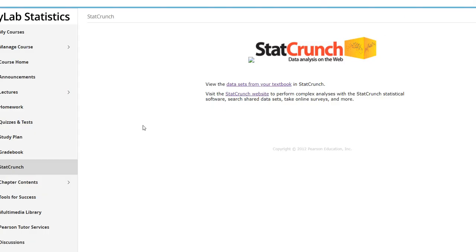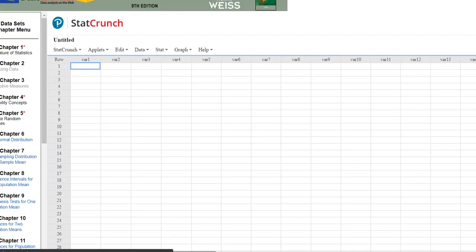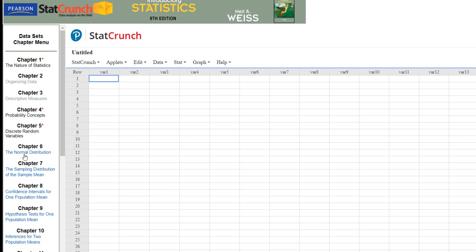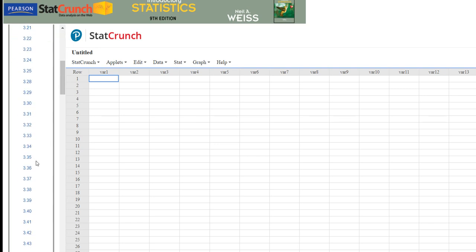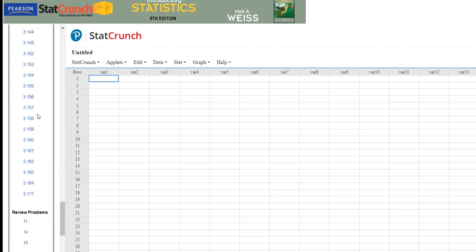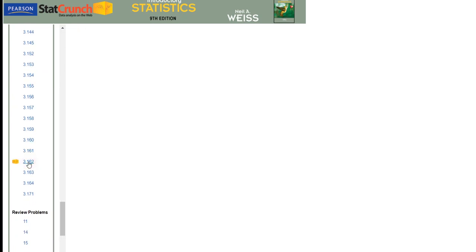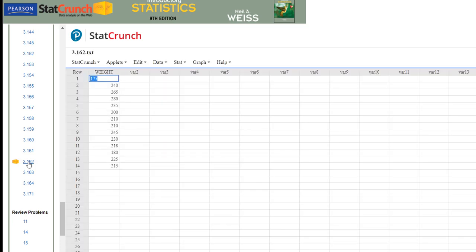Okay, so I'm in my MATLAB and I went in and clicked on StatCrunch, and this is what I get. Again, I like to use data sets from your textbook to get into StatCrunch. For this exercise, if I go to chapter 3, exercise number 162, I don't even have to type it in. And there you go. Exercise 162, Dallas Mavericks.